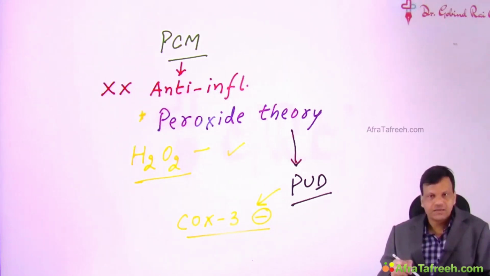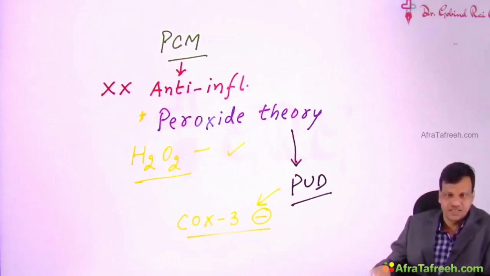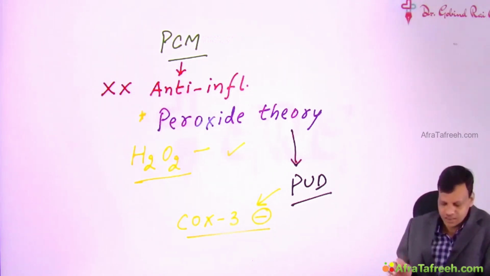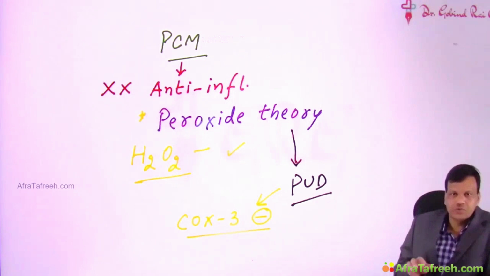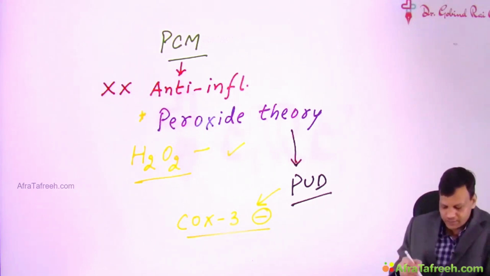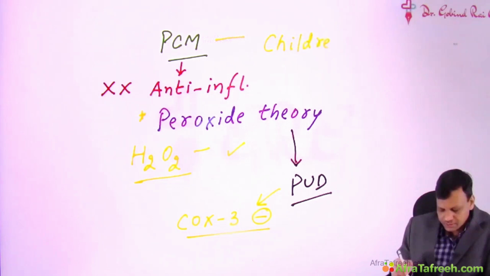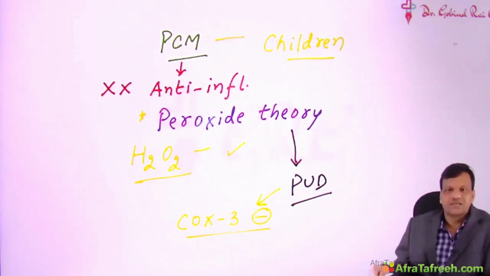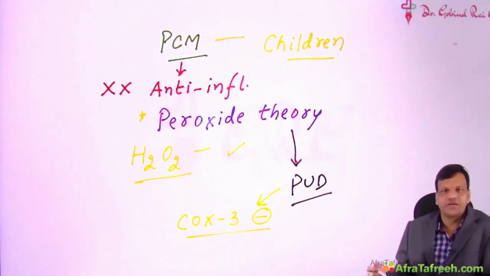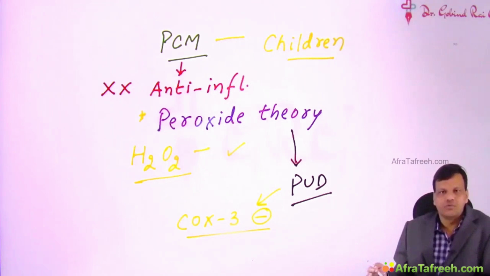Similarly, in the GIT, in the stomach, which is a peripheral area, this does not work, so it has less risk of causing peptic ulcer disease. So this is one important thing about paracetamol. It does not possess anti-inflammatory activity. Although paracetamol is also approved in children, remember, paracetamol is used for fever and pain only, whereas if we want to use an anti-inflammatory drug in children, it has to be ibuprofen.